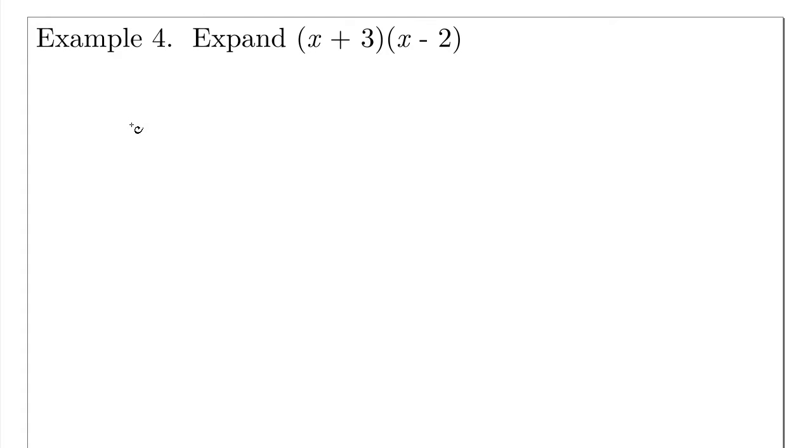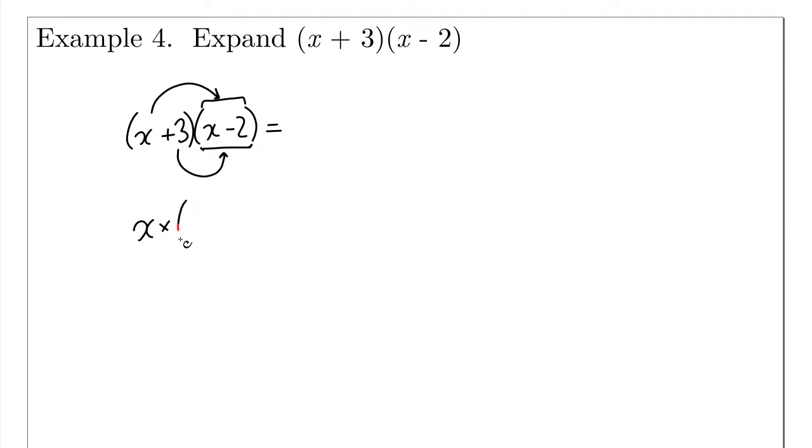The second method of expanding two brackets together, sticking with example 4, which was x plus 3 in one bracket, x minus 2 in the other bracket, is what I like to call piecewise expansion. What we're going to do is take each term in the first bracket and multiply it by all of the second bracket. And we'll do the same thing for the second term in the first bracket, so that 3 is going to be multiplied by all of x minus 2. So, we're going to write x multiplied by x minus 2 and 3 multiplied by x minus 2.